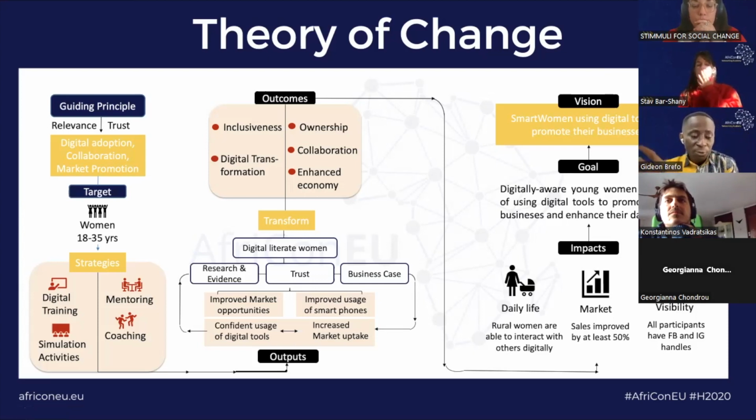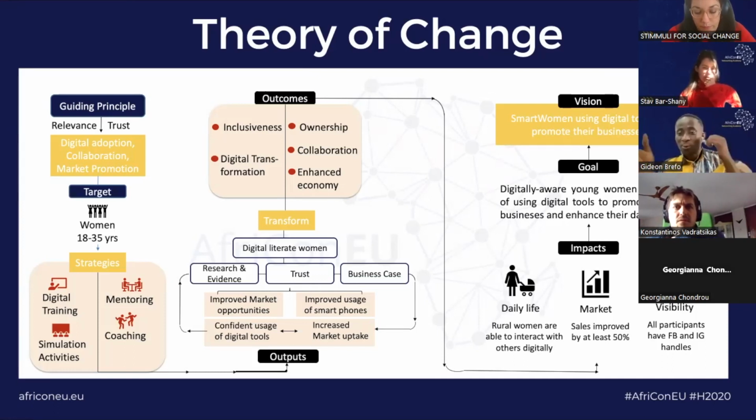The target group, like I said, was 18 to 35. And we needed to come up with strategies that would help us to help these women become digitally aware and be able to use the digital tools. So one was to design a digital training module, and then also come up with activities that will help them simulate whatever the situations on the ground could be when they use these digital platforms and tools. And then also we had a mentoring and coaching program in place for them.